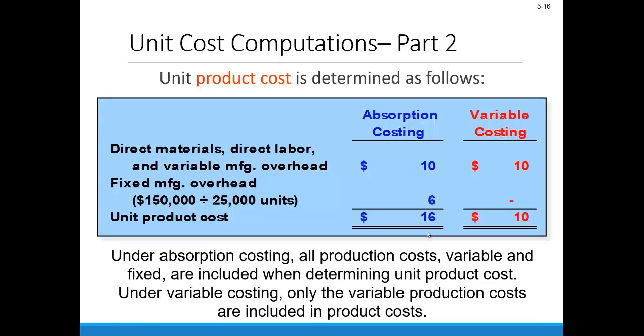So we'll get different unit product costs depending on whether we're using absorption costing or variable costing. Under absorption costing, all of those manufacturing costs, so the direct materials, the direct labor, the variable overhead, $10 per unit, plus all that fixed overhead. On a per unit basis, that's the total of 150,000 divided by the 25,000 units we make, or $6 per unit, become part of that unit product cost. So under absorption costing, that's a total of $16. Under variable costing, the only difference is that fixed overhead is not included. So its unit product cost is just the $10 in variable manufacturing costs.